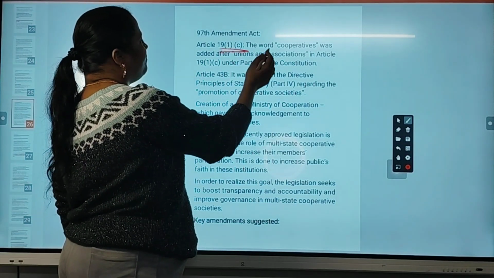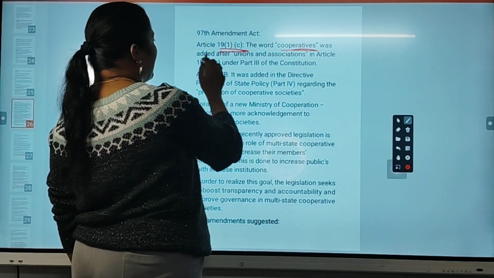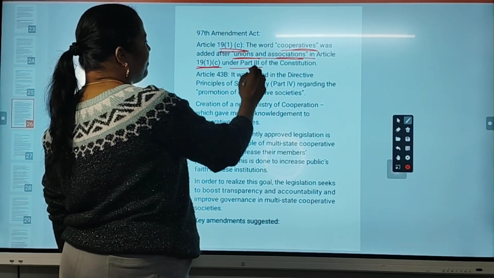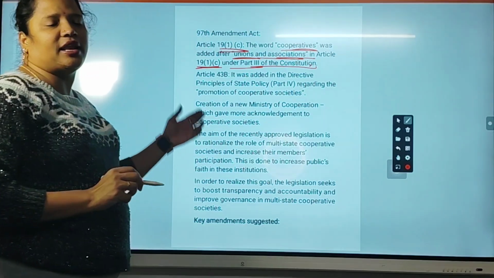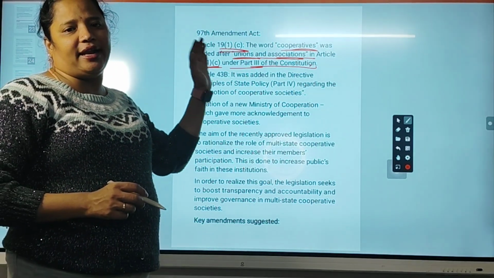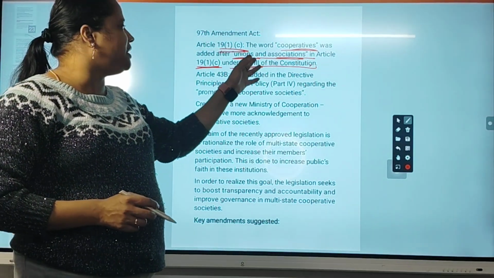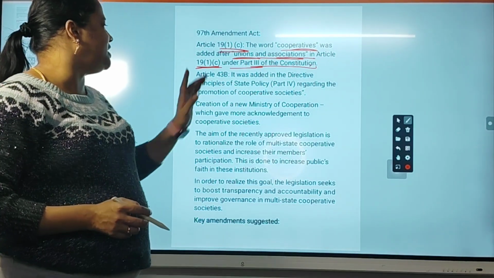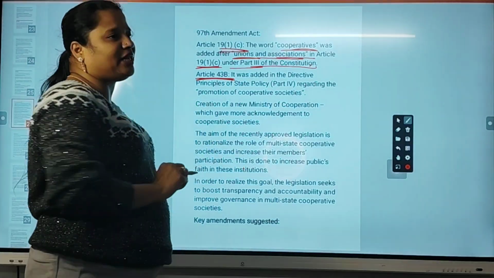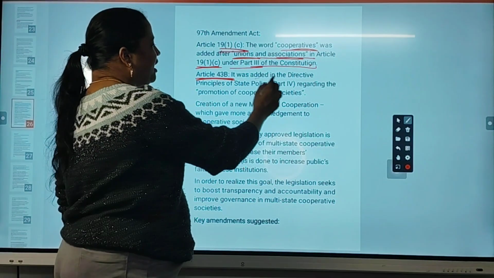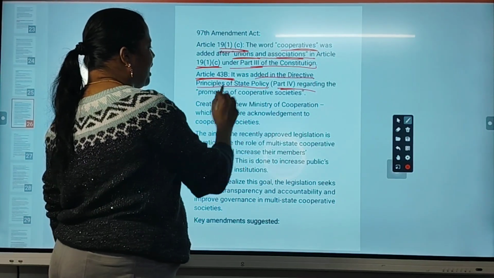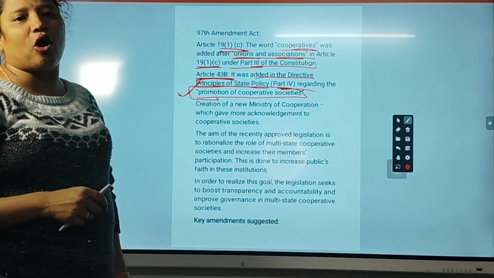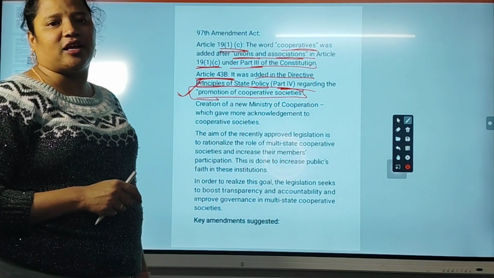Article 19(1)(c) under Part 3 of the Constitution: the word cooperatives was added after unions and associations. So through Article 19(1), the word cooperative societies has been added in the Constitution after unions and associations. So what is Article 43B here? That is added by DPSP Part 4 regarding promotion of cooperative societies. This is for the development and promotion of cooperative societies in each and every state of India.